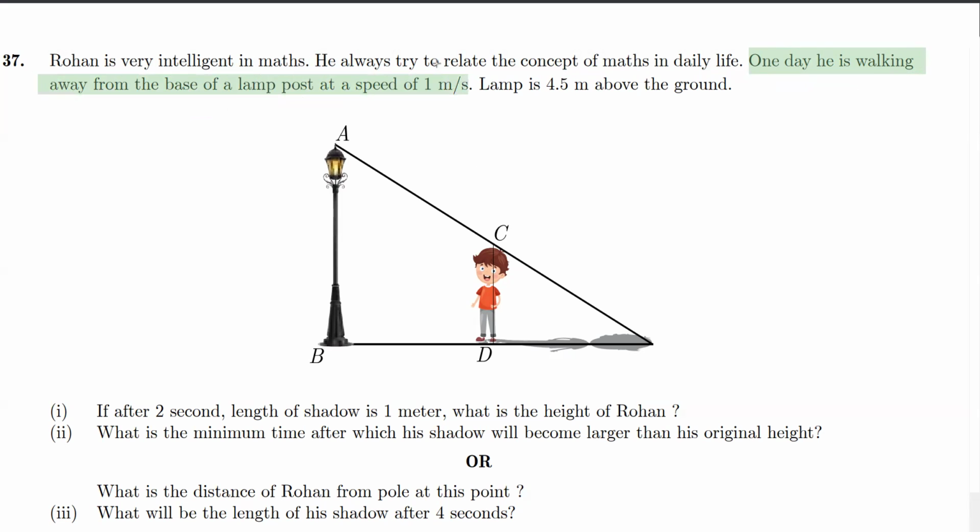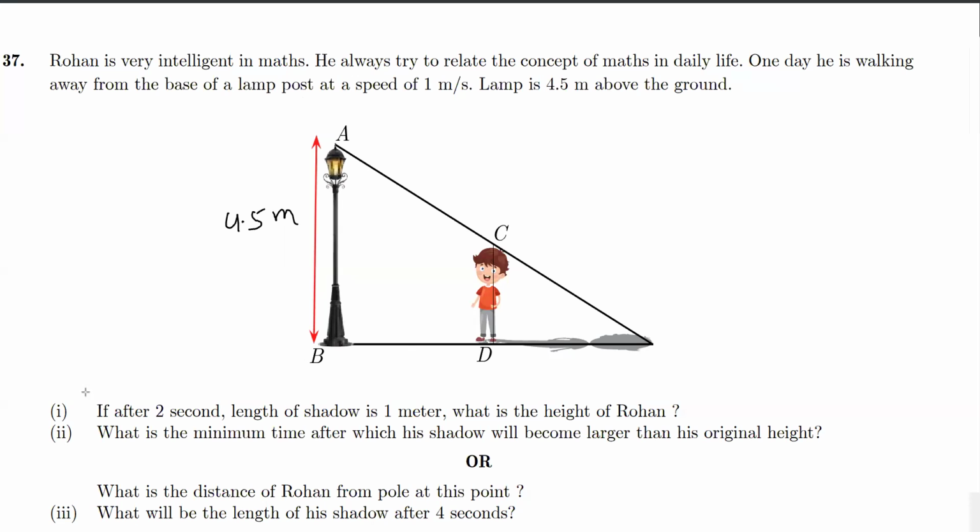So you can see there is a figure and he is moving away from the lamp post. That means in this direction he's moving with a speed of 1 meter per second. And the height of the lamppost is also given, like this height is mentioned as 4.5 meter. So we have this as 4.5 meter. And we have to find what is the case.